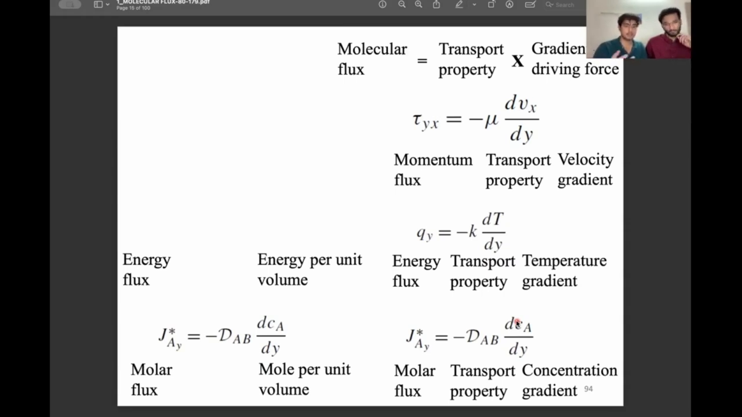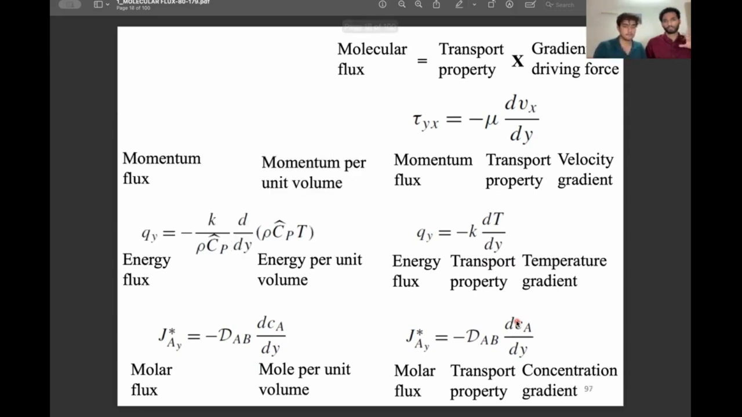So we can do the same for energy flux, which will be energy per unit volume. Now, how will we make dT by dy, minus k dT by dy, into energy per unit volume? So what we can do is multiply and divide by rho Cp. When we divide and multiply by rho Cp, the term in the differential term will be energy per unit volume. Hence we have made two laws more similar to each other as compared to earlier.